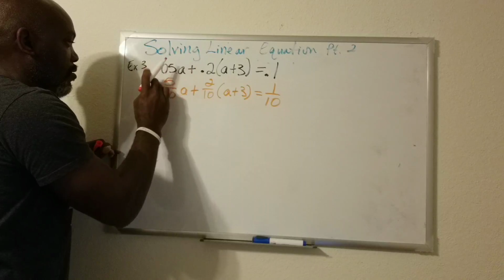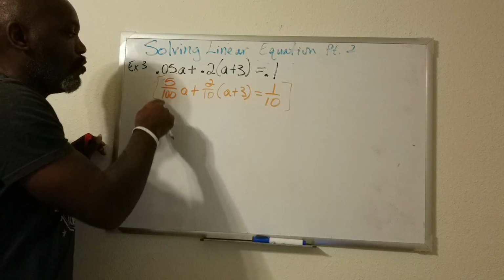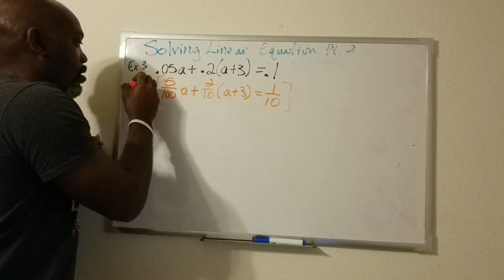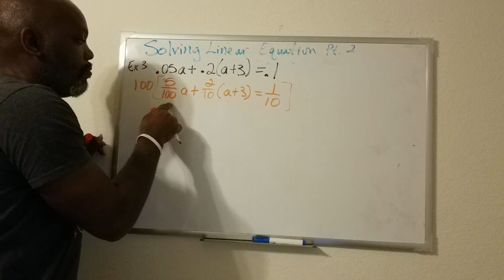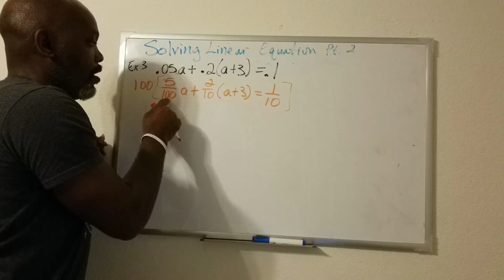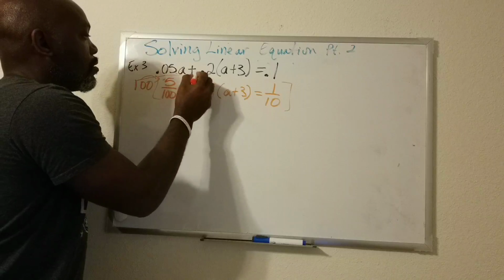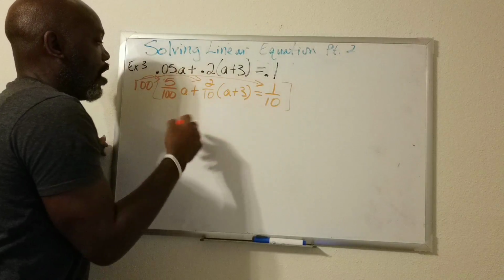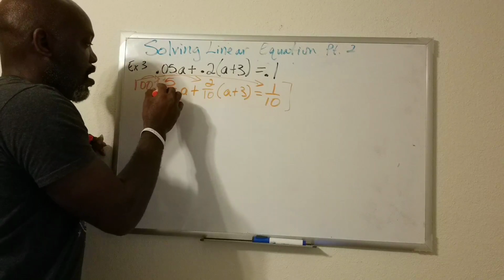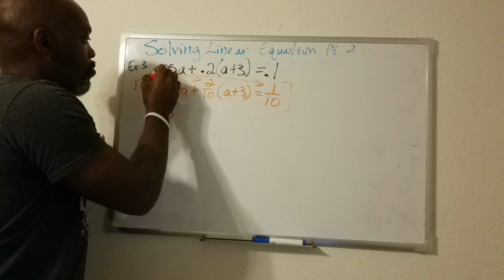Okay. So just like I talked about previously in the other video, if we want to eliminate the fractions, all we have to do is use the least common multiple, or in this case, the least common denominator. So it would be 100, right? So we would distribute the 100 to everything that is not in parentheses. So 100 times 5 over 100 gives us 5, okay?